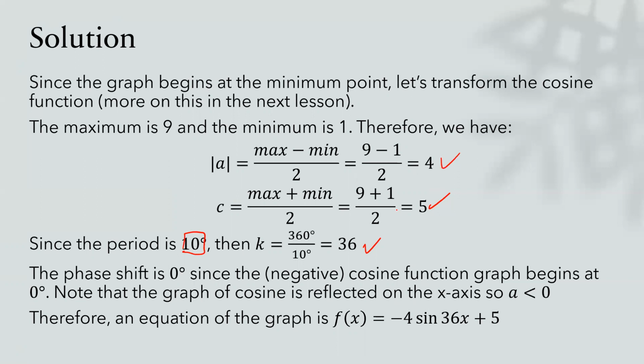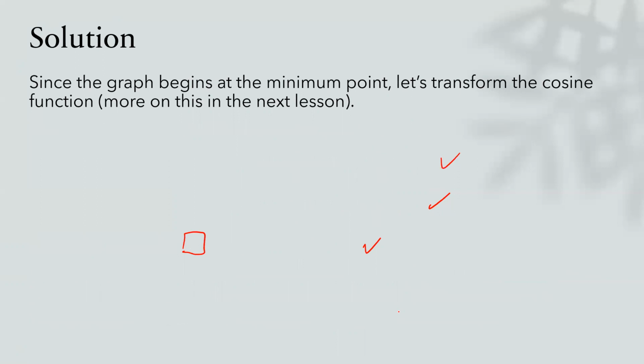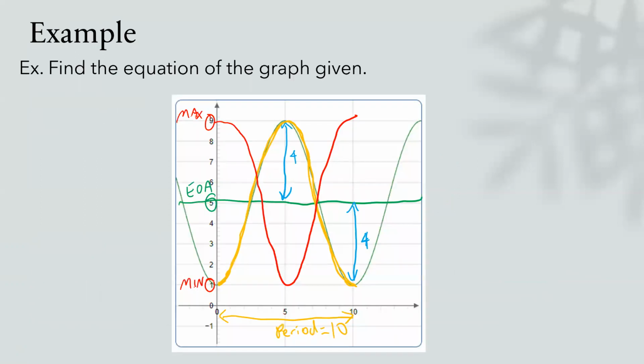So I don't want to go into too much detail yet, but essentially, because we decided to use the negative cosine here, we need to make sure that the a value is negative. However, if I had chosen to use positive cosine, the only difference is that you would have to make sure that your graph starts at positive 5 instead of starting at 0. And that means that your phase shift would actually be 5, right?